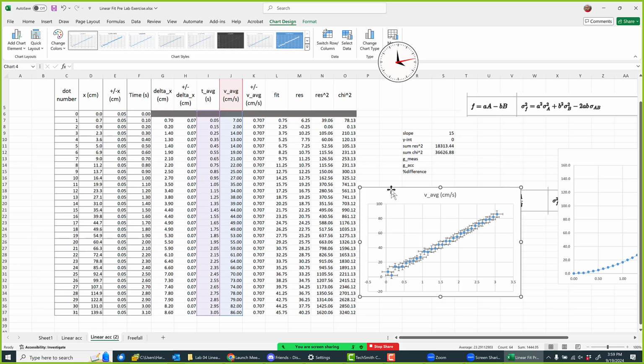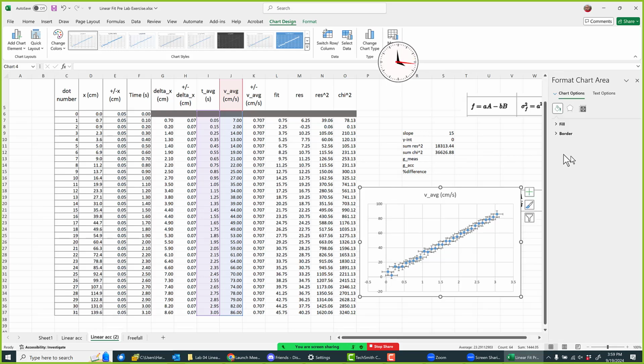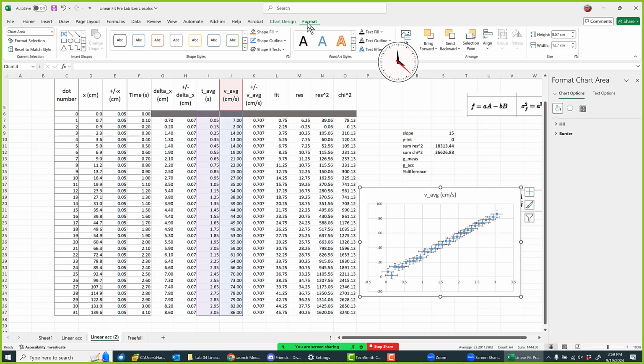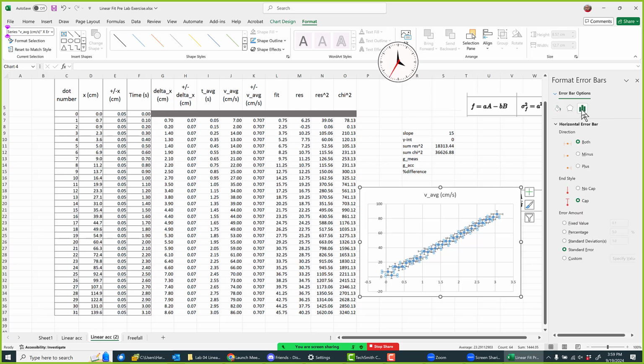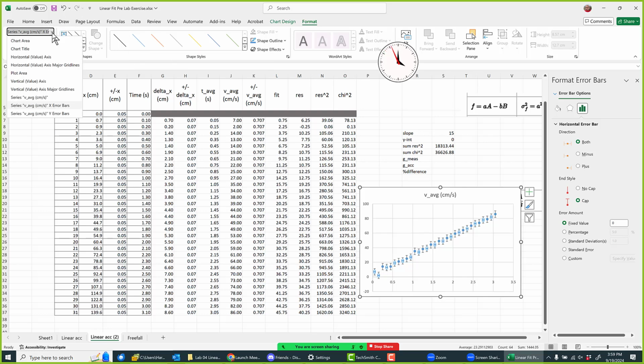Then we double click. I'm going a little fast because we've been through this a few times now. And Mac users have to click Format up here, and this drop-down box, and then X error bars first. Windows users can also go up here and pick X error bars. We pick the bar graph icon, fixed value, and we want it to be 0. No X error bars. And then the next thing is to format the Y error bars.